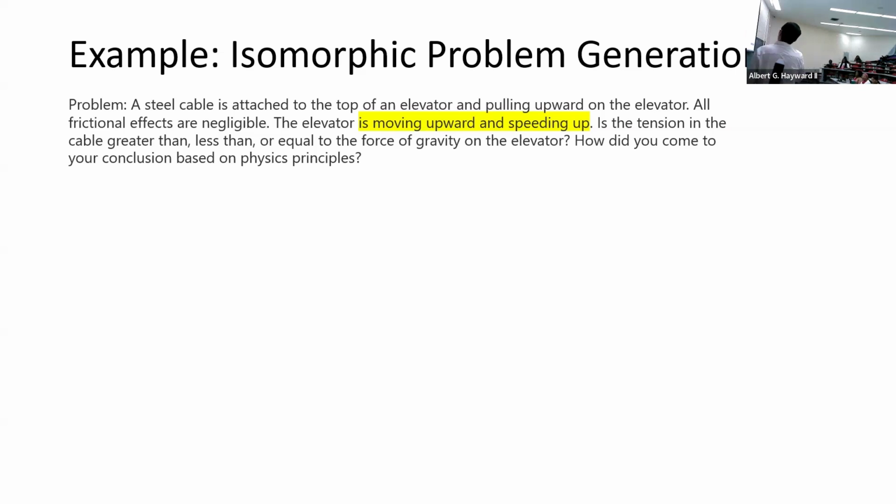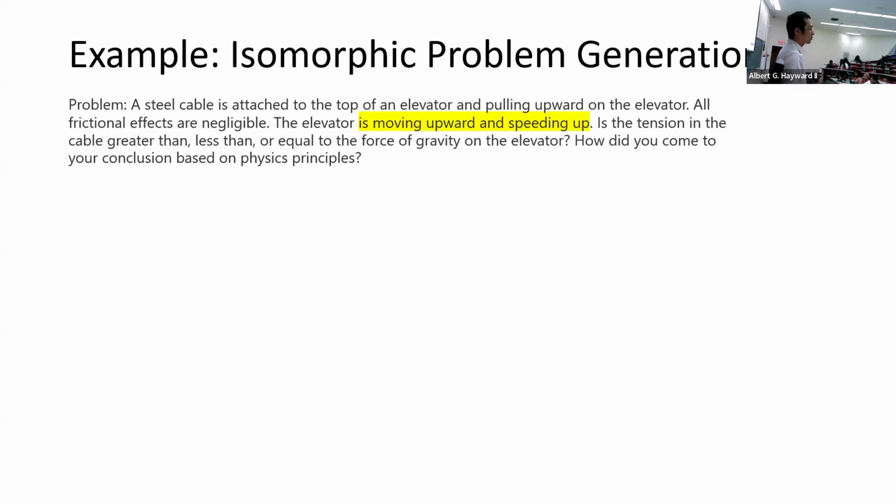In physics, we write a lot of these kinds of problems. Like you have a steel cable attached to the top of an elevator pulling upward, and the key is that the elevator is moving upward and speeding up. It's already getting confusing. The tension in the cable is greater than, less than, or equal to the force of gravity on the elevator. Typical physics problems. Now, there are a couple of different ways that you can change the problem, and many different ways that you can rewrite the problem, but the core is the same. Something is going either up or down, and you have the direction of acceleration being up or down, and then you ask about either the tension or the supporting force.